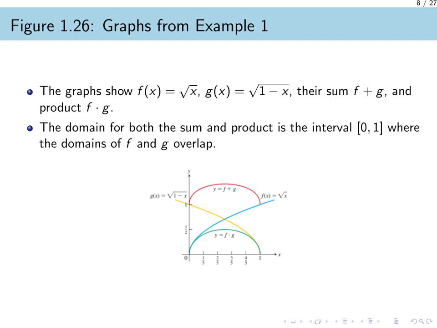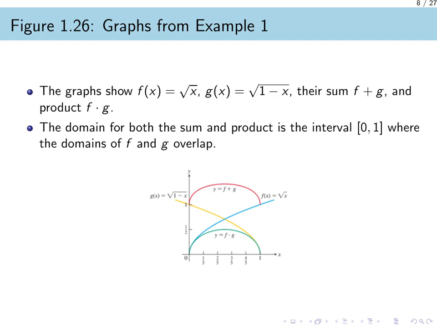We have our two original functions, f of x, which is the square root of x, and g of x, which is the square root of the quantity 1 minus x. The graph for their sum, f plus g, is found by vertically adding the y values of the original two curves at every x value where they both exist. Similarly, the graph for the product, f times g, comes from multiplying those y values.